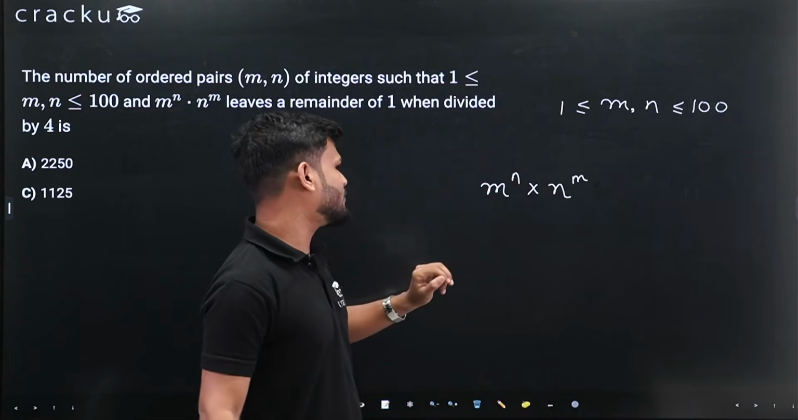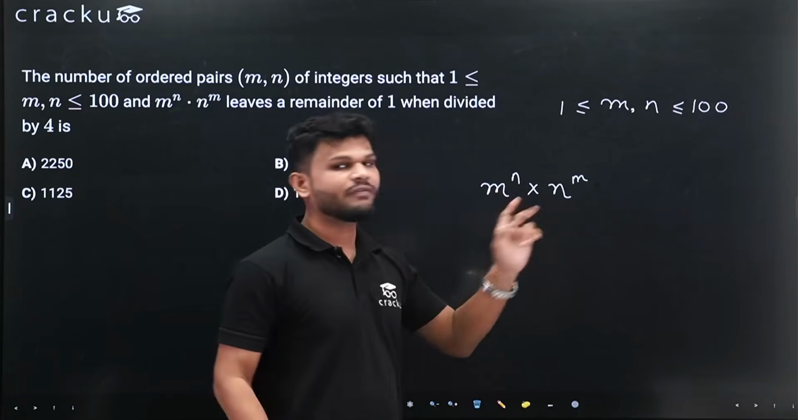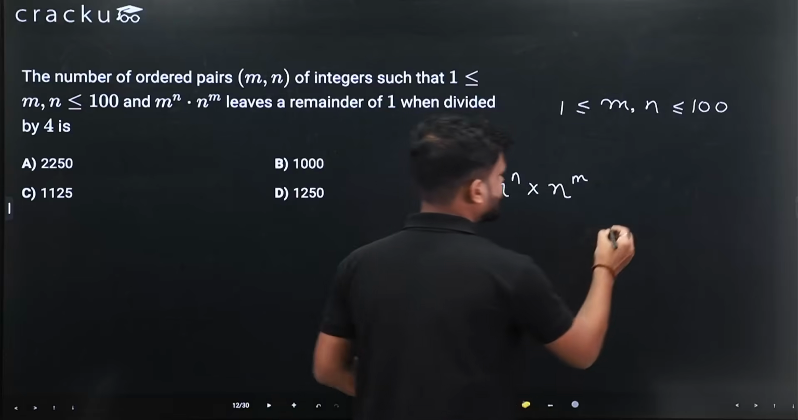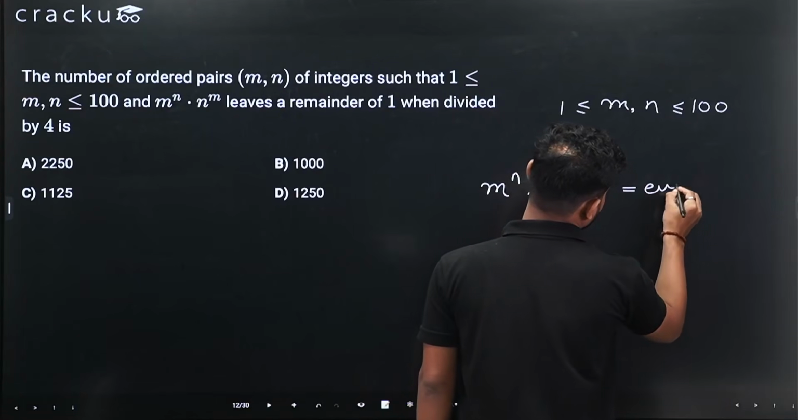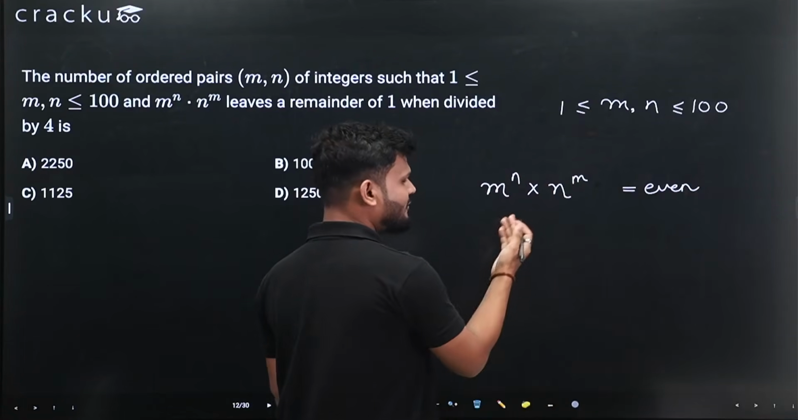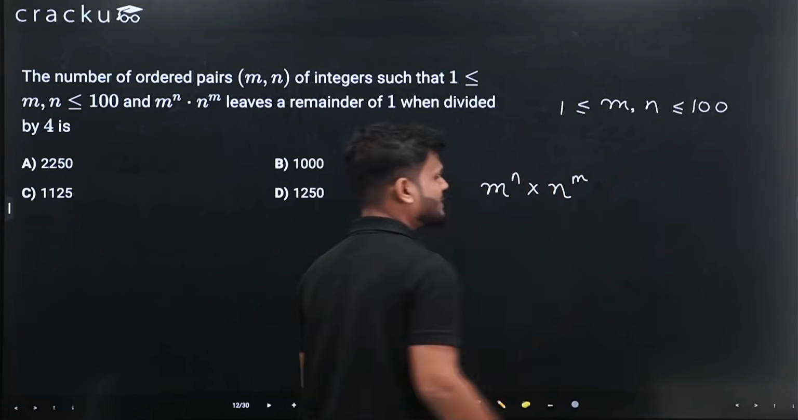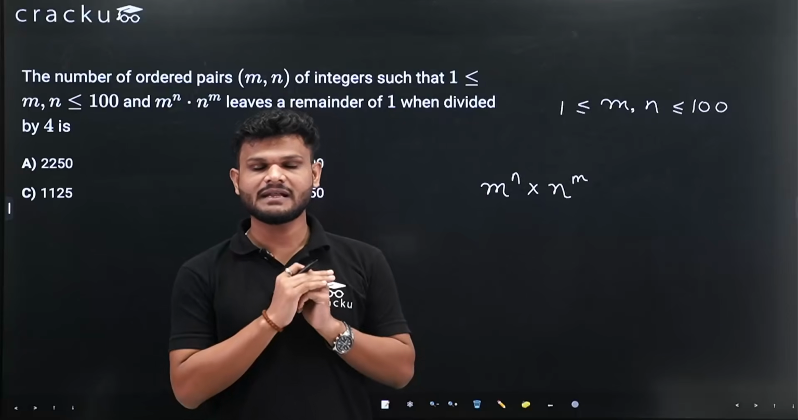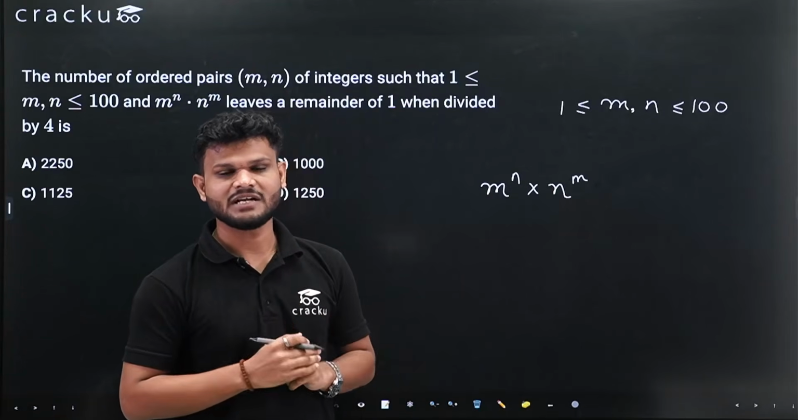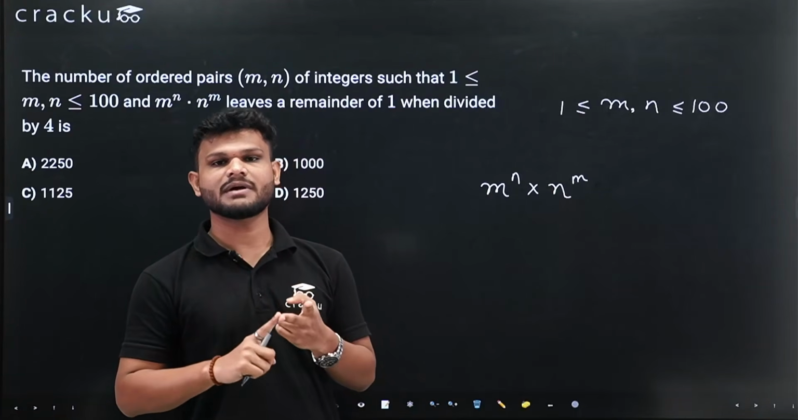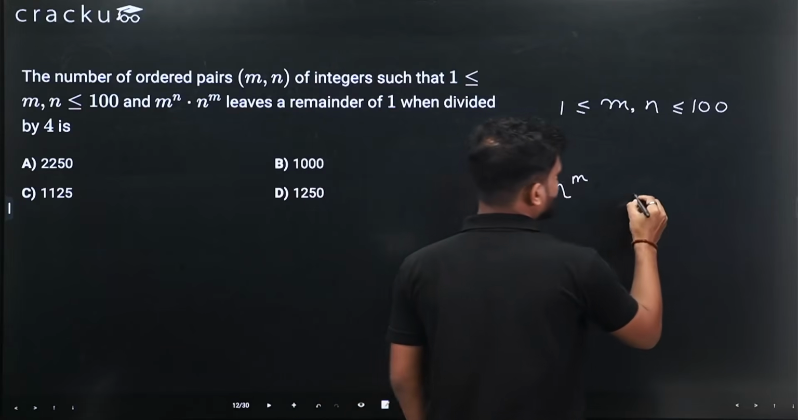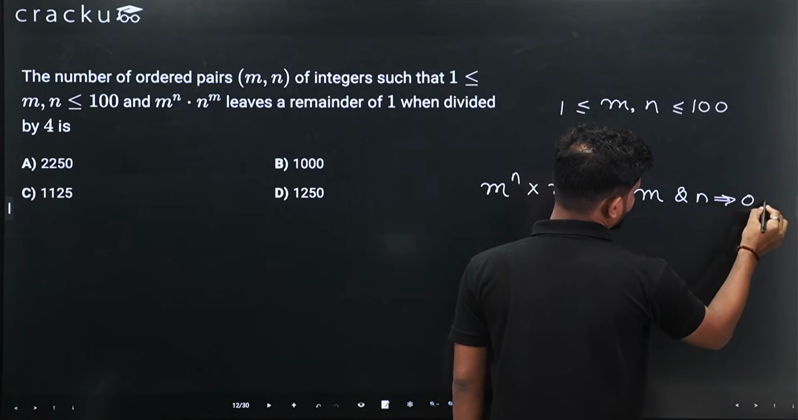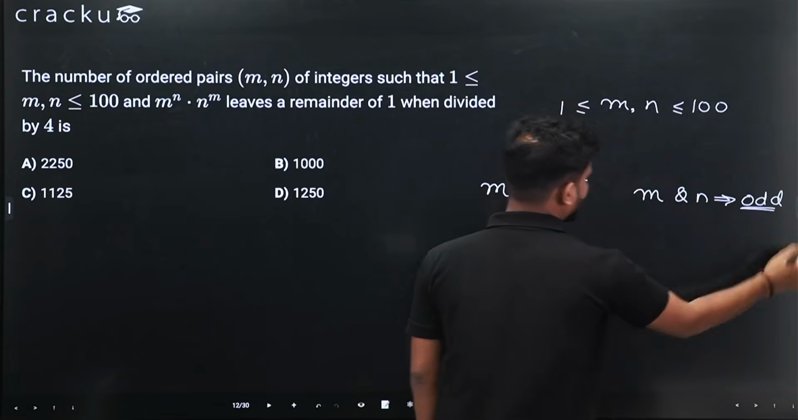Now if you see carefully, if one of m and n is an even number, let us say if m is even, then this whole product will be even. If n is even, then also this whole product will be even. And when an even number is divided by 4, it will never leave a remainder of 1. It will either leave a remainder of 0 or a remainder of 2. So it means that both of m and n should be odd. Right?